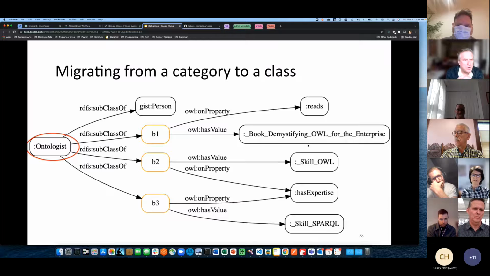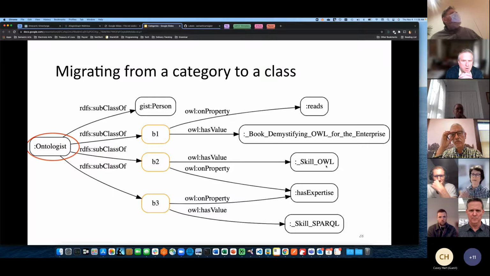Now, we talked about how you would migrate from a category to a class. So I have this skill, OWL. And let's say, well, I don't just want to know who has the skill OWL. I'm looking for an ontologist, which is more than somebody who just has a skill in OWL. I want to define what it means to be an ontologist because, as the HR person at Semantic Arts, I'm really not just looking for somebody with OWL skills. I'm looking for an ontologist. So I define a class, ontologist, which is a subclass of person, and it has certain skills.